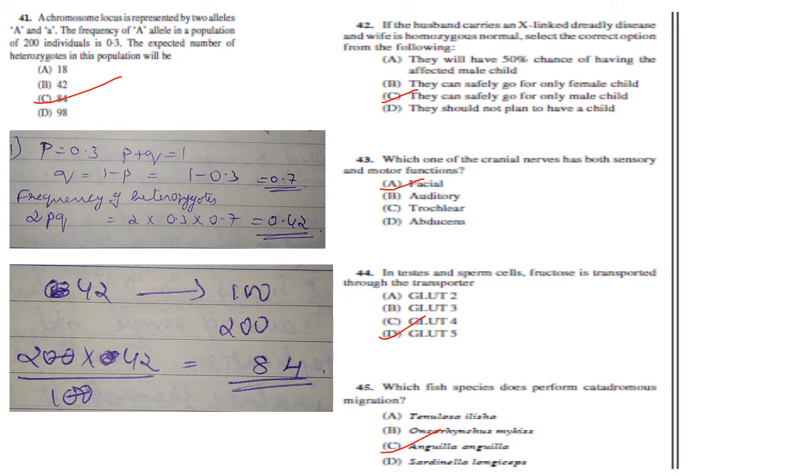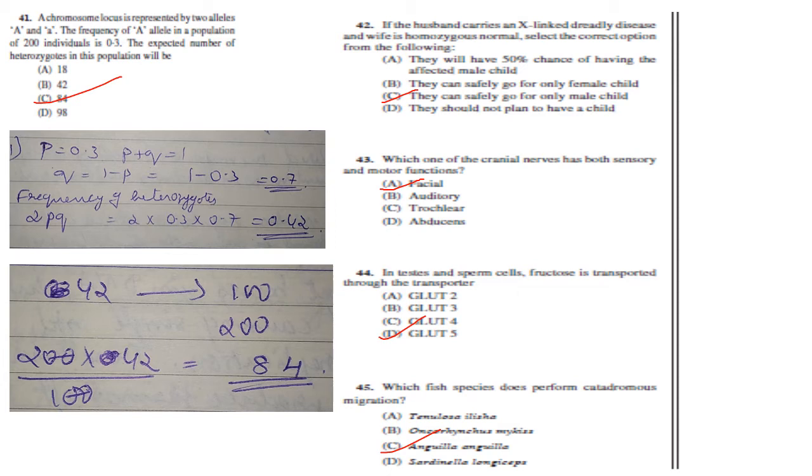So here the husband is having the disease, whereas the female is normal. So the female child which are born to these people, they will be carriers of the disease. Because it is X-linked disease, we cannot say that they can go happily for a female child, because the female child will have a tendency to spread the disease to the next generation. Then they can safely go for only male child. That is correct, because the male child will not be affected by the disease.